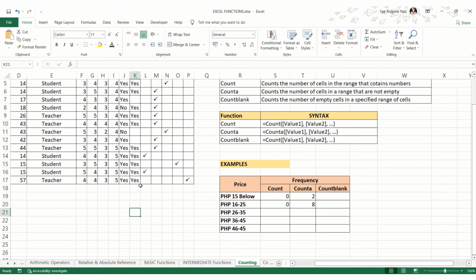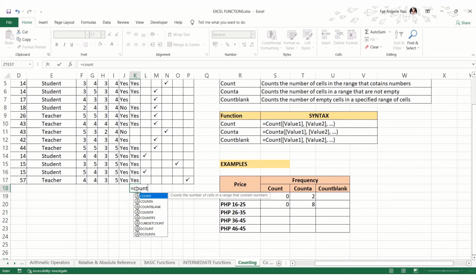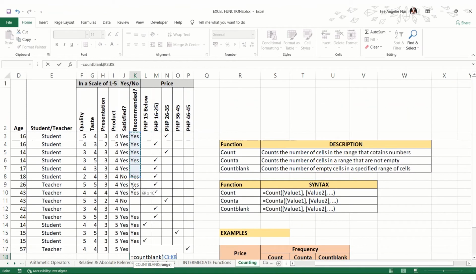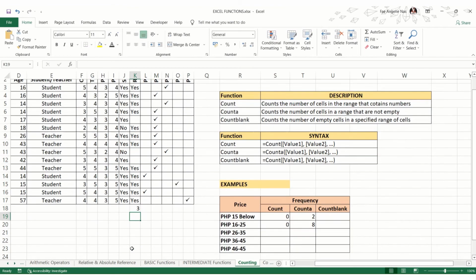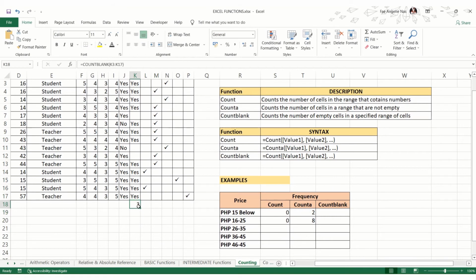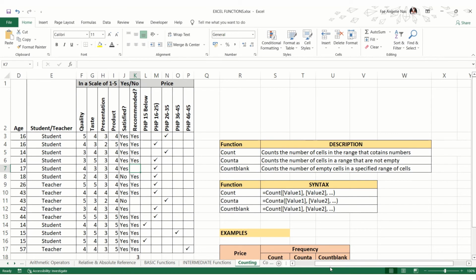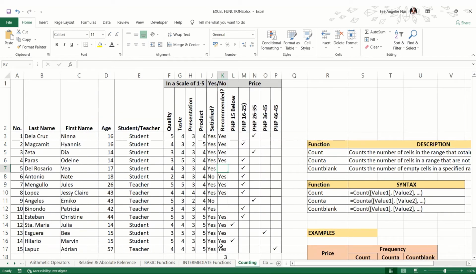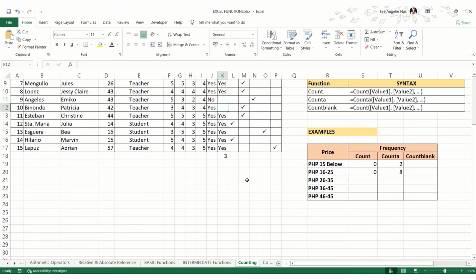To do that, we can just type here an equal sign and then COUNTBLANK, open parentheses, and then highlight the range of cells you would like to apply the COUNTBLANK function to, and enter. So here, as you can see, we have 3 respondents who forgot to enter their answers. So we don't have an answer for respondent number 5, respondent number 9, and respondent number 10.